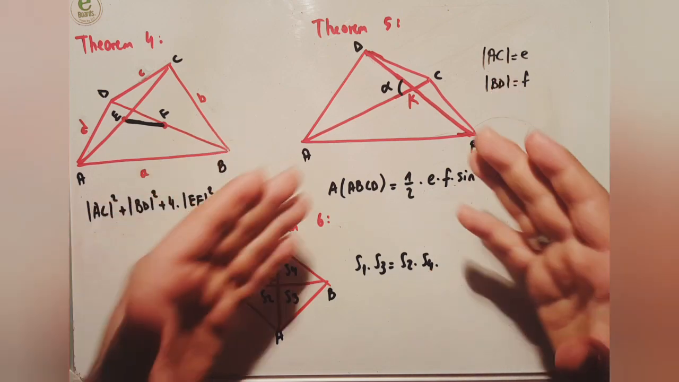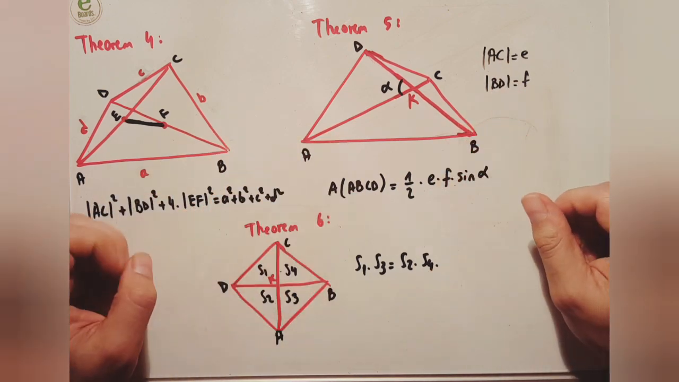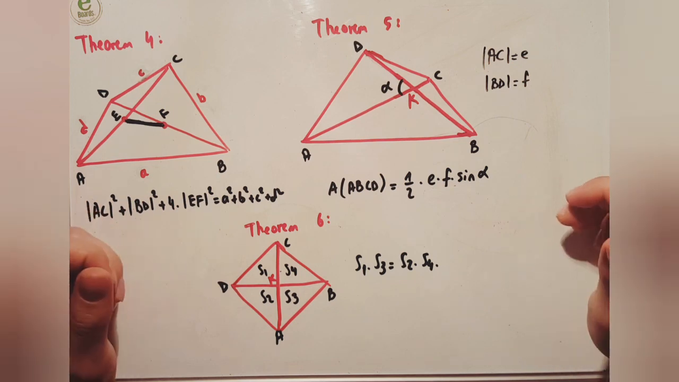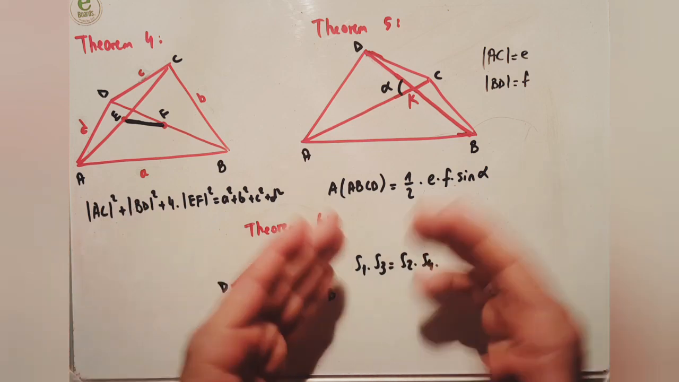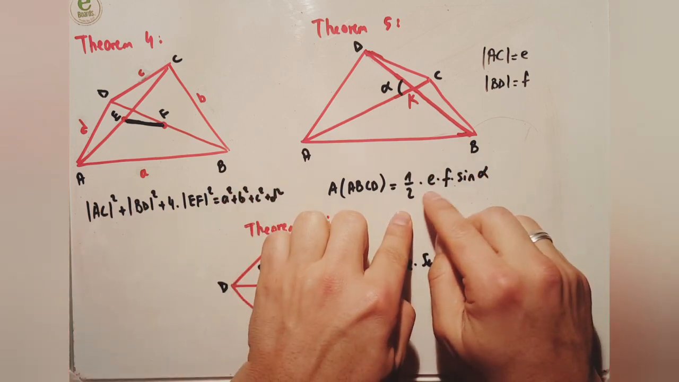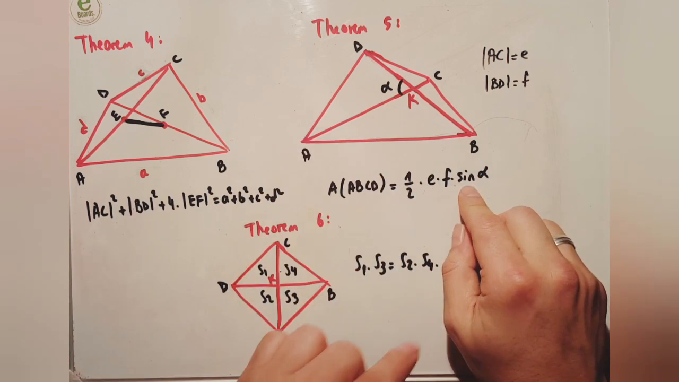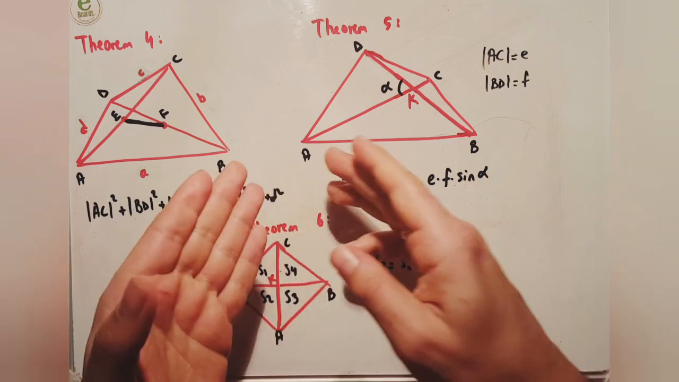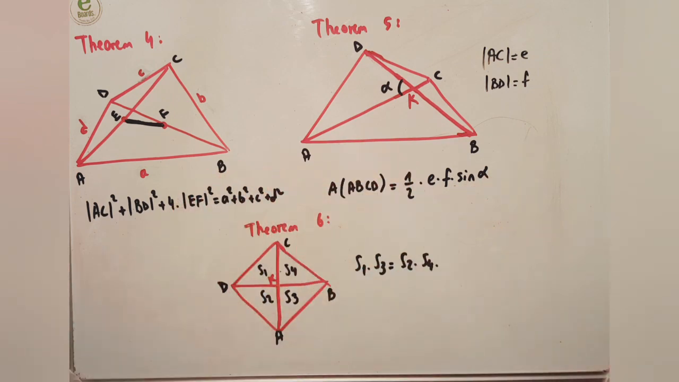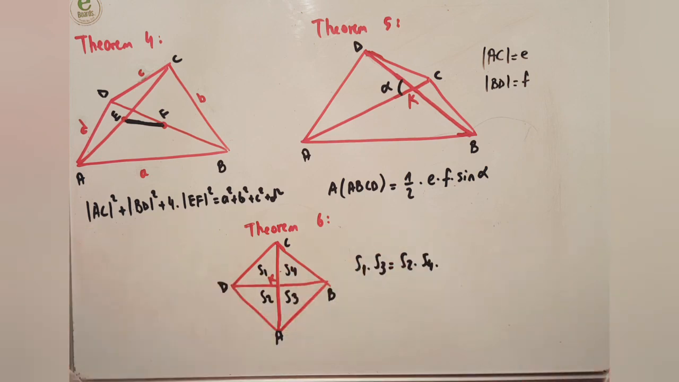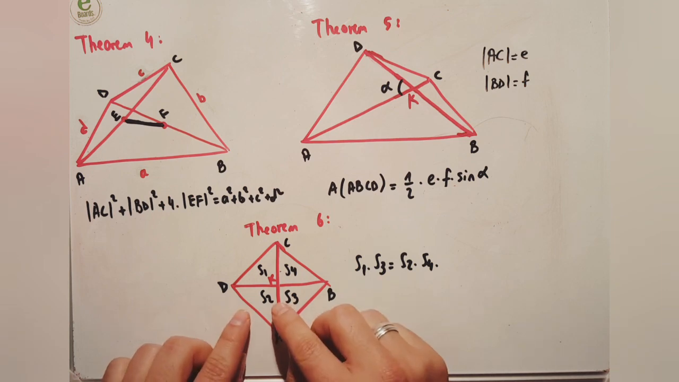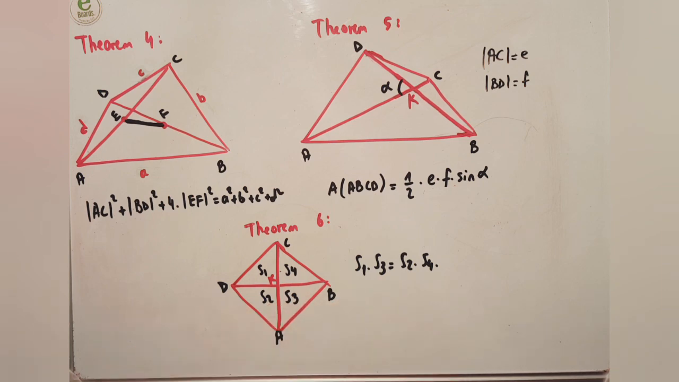For Theorem 5, we can find the area of quadrilateral ABCD. To find this, we will take the product of diagonals. AC is E, BD is F. So the area will be 1 over 2 times E times F times sine alpha. Sine alpha is the measure of angle AKD. For Theorem 6, when we take the product of S1 and S3, by the way, it's the areas, S1 times S3 is going to be the product of areas S2 and S4.